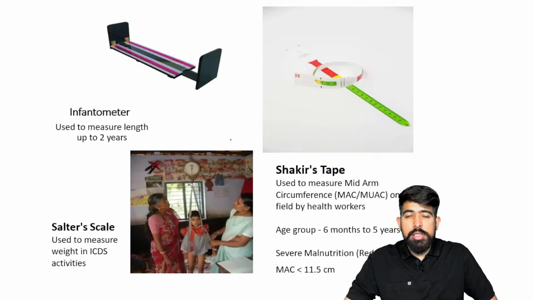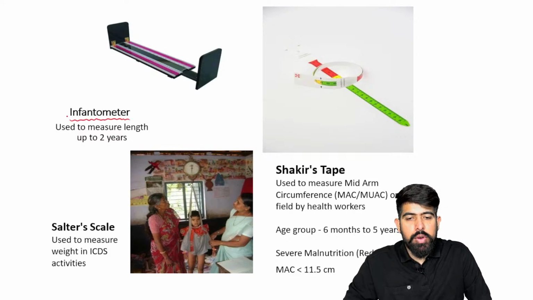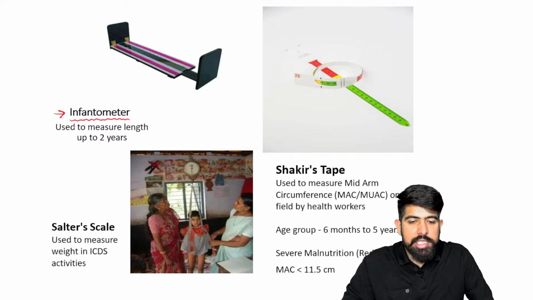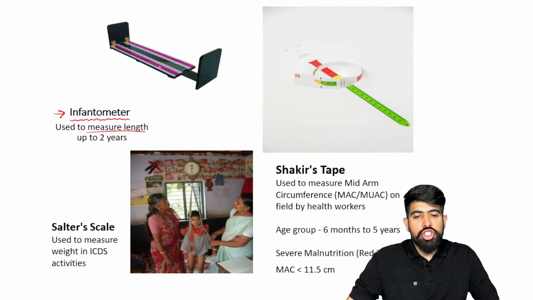Now we have to talk about the next things. What are these next things? These are instruments which are used in measurement. The first is your infantometer. What is this infantometer? You can see here, this is used to measure the length of the child. The child will be lying down on this infantometer, and there is an adjuster, and with this adjuster we get the values of the length of the child.